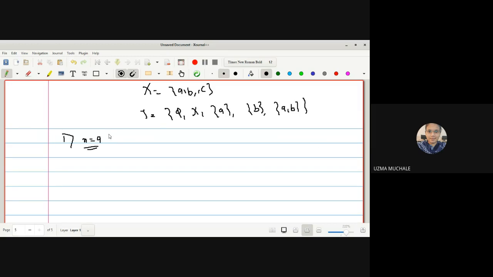Yes, ma'am. So how many neighborhoods? The smallest one is singleton A, and I can have AB also as a neighborhood, right? Yes, ma'am. So how have you verified this? First you have to check the first condition, whether A is a member of singleton A. Correct. It is a member.